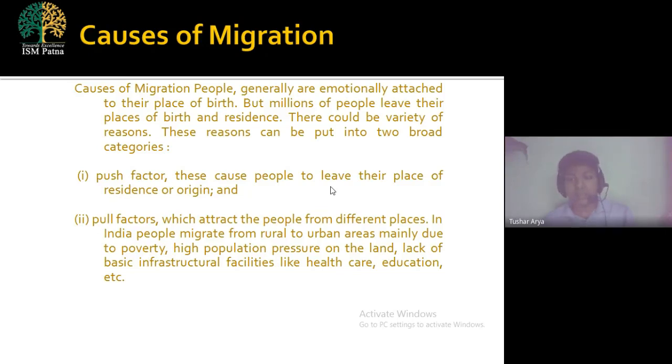So we can say that they have migrated. But most of them migrated only as the earning member. Their family is still residing there. These are the push factors.